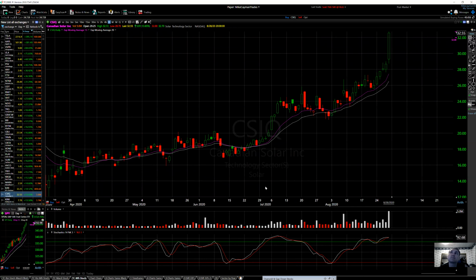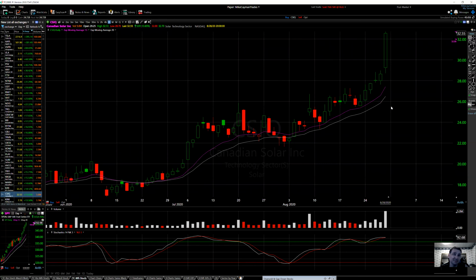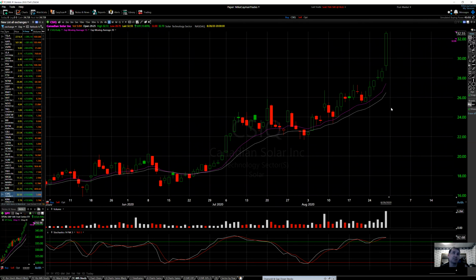CSIQ, see this one? Canadian Solar. Right here is another oversold. Then look at this one all the way up. That's a nice range here. Then went here, 22, went all the way up to 92 in stochastics. I mean, not 92, right here, to August. Look at that. They're the plays you want. It's not that easy to catch them like that, though.